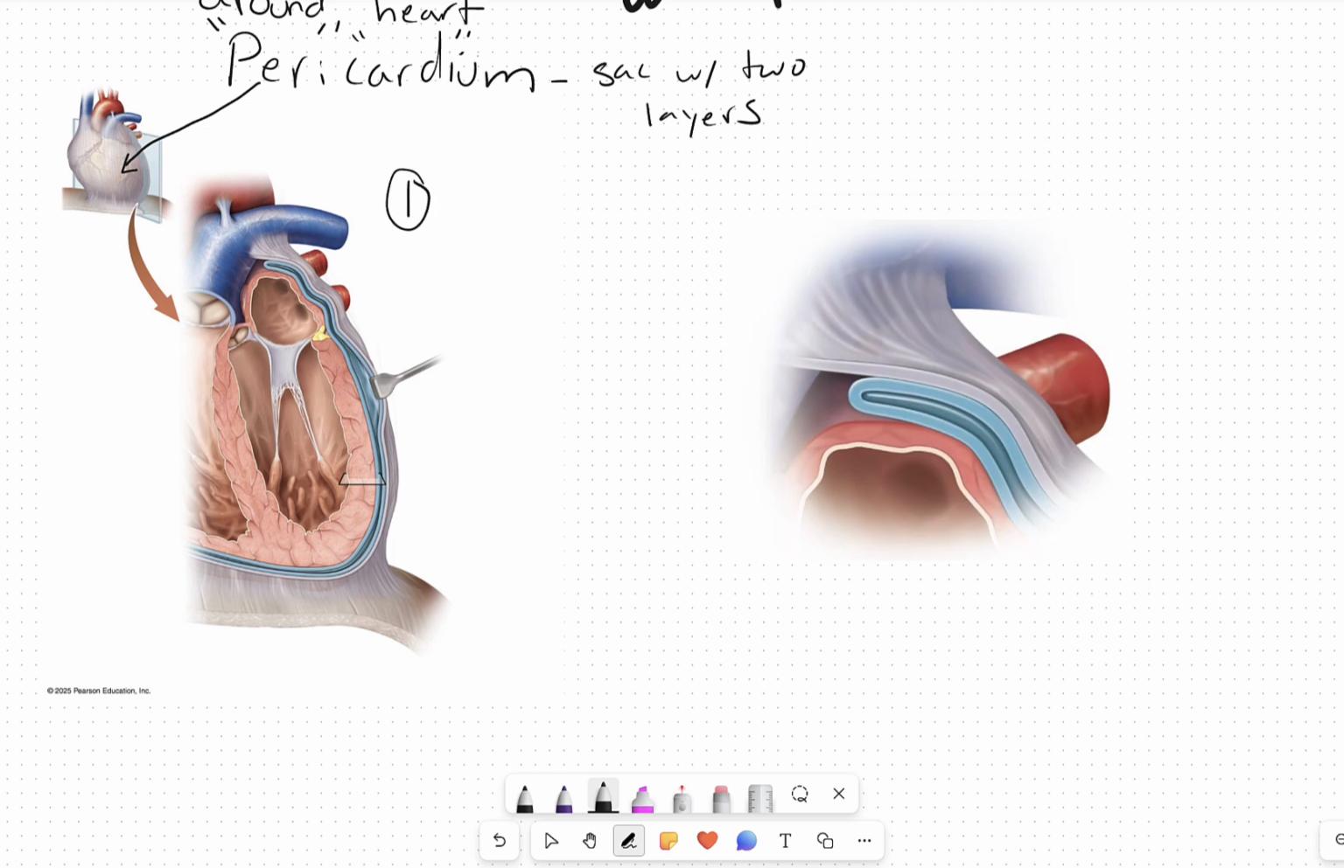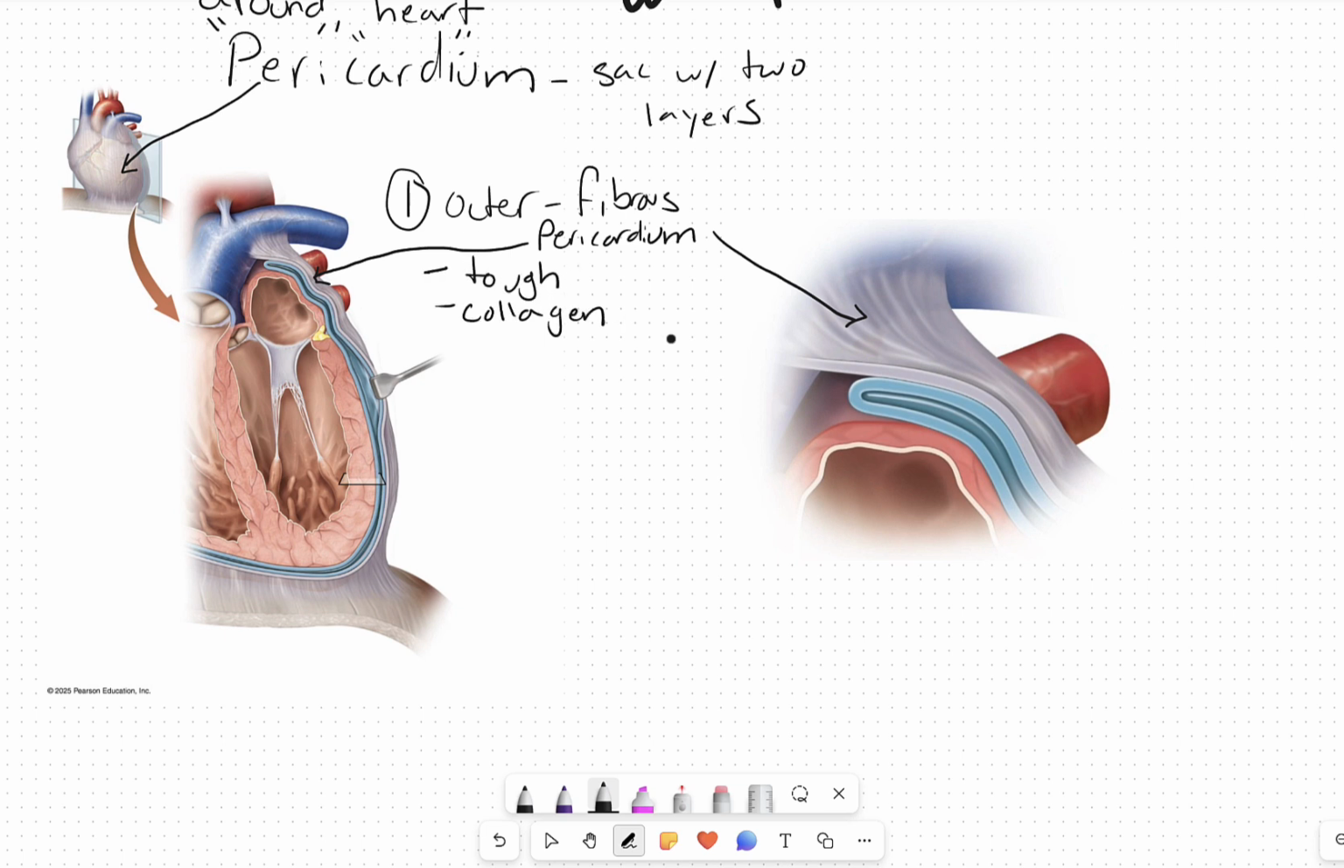The outer layer is called the fibrous pericardium. This is made up of collagen bundles, and these collagen fibers make this a very tough, protective layer. And these are going to reach up to the surrounding structures like the great vessels and other organs like the diaphragm and anchor the heart. It's also non-distensible. Collagen doesn't really stretch, and so this does not change its shape as the heart is beating.